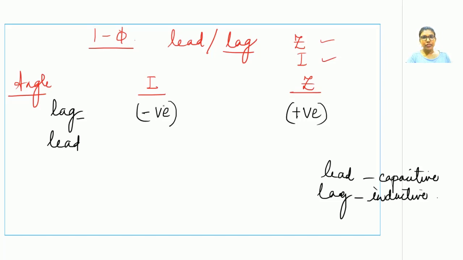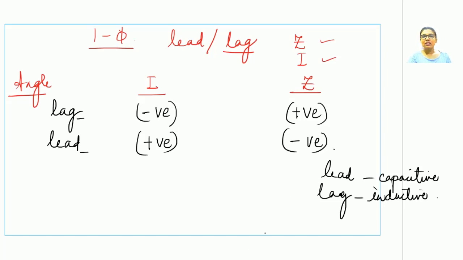For an inductive circuit, the current will carry a negative value of the angle and the Z will carry a positive value of the angle. Similarly, for a lead circuit, the current carries a positive value of the angle and the Z will carry the negative value of the angle.